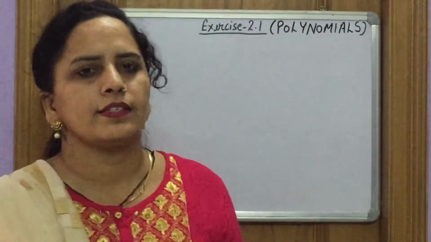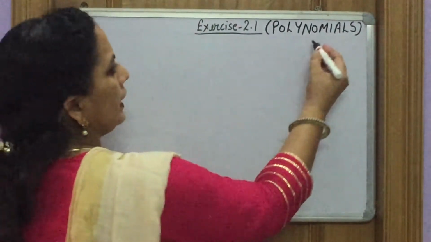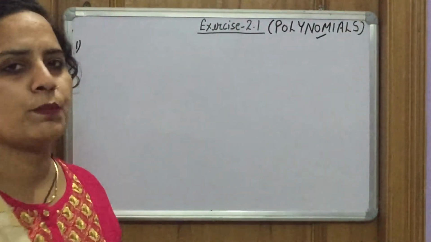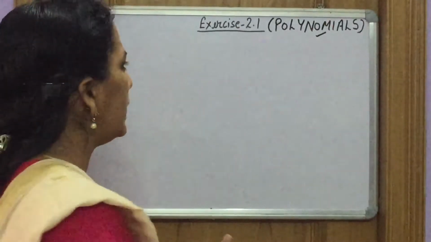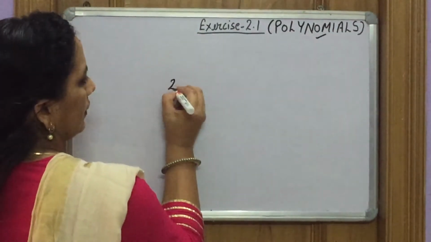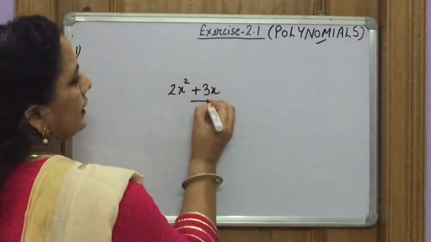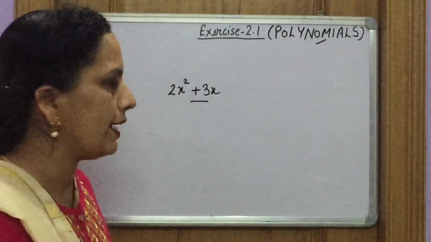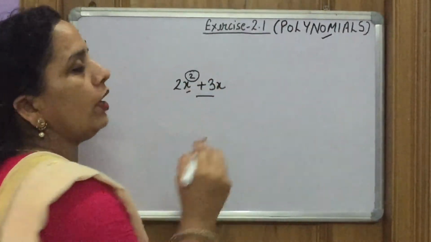In your lower classes, as you have already discussed, a polynomial is an algebraic expression in which power must be a whole number. For example, if we take 2x square plus 3x, this is a polynomial as power of a variable is a whole number.